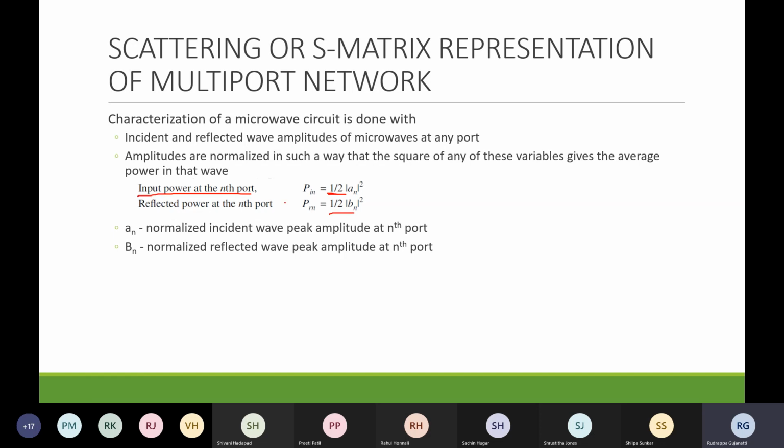So here we have input power at the nth port, P in, which is equal to 1 by 2 magnitude of an square, and reflected power at the nth port, PRN, which is equal to half into magnitude of bn square. Here there is a typo, it is lowercase bn. These are the normalized incident wave amplitude at the nth port, and bn is the normalized reflected wave peak amplitude at the nth port. So these are the parameters we look out for when we are dealing with a multi-port network at the microwave frequency range.